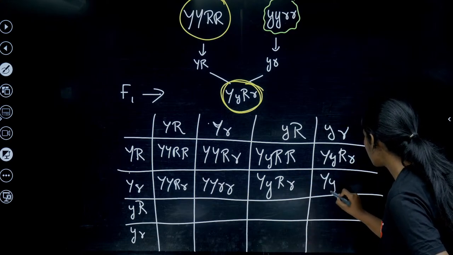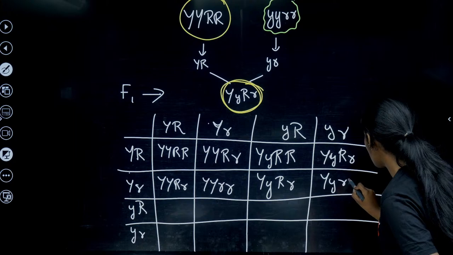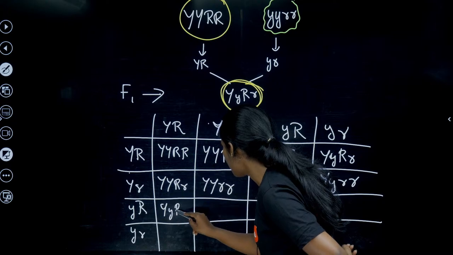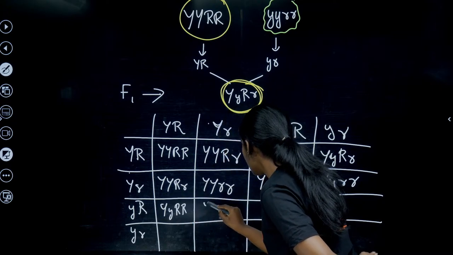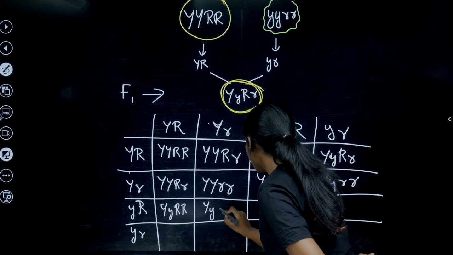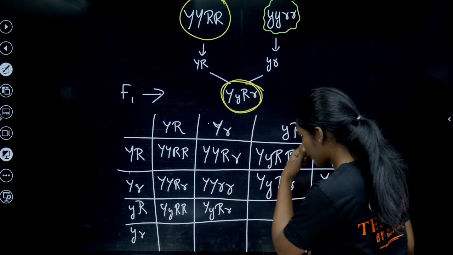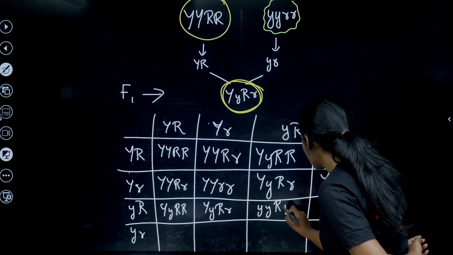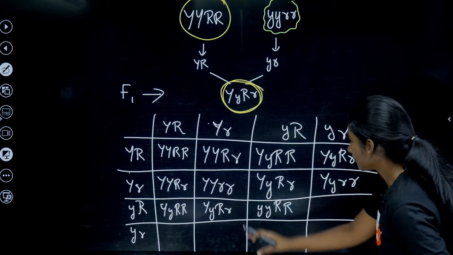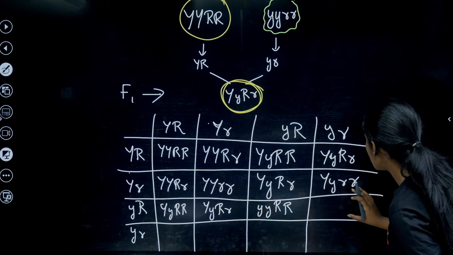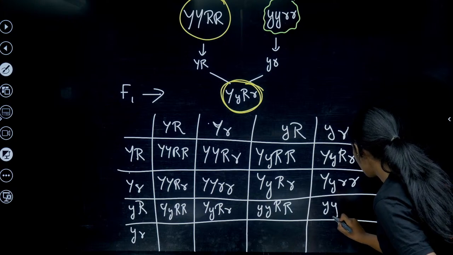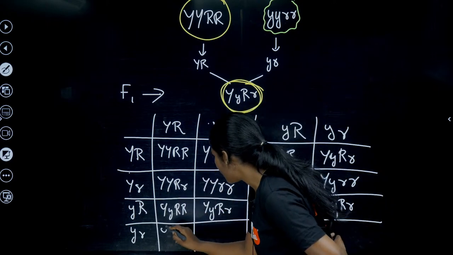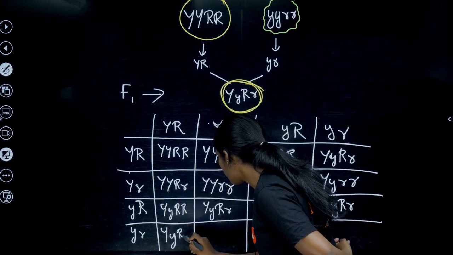So now, capital Y, small y, small r, small r, right? Capital Y, capital R. Now again there is capital Y, capital R, small r, okay, and then small y, capital R, okay, and then comes this one, small y, capital R, small r, and then comes capital Y, capital R, small r.